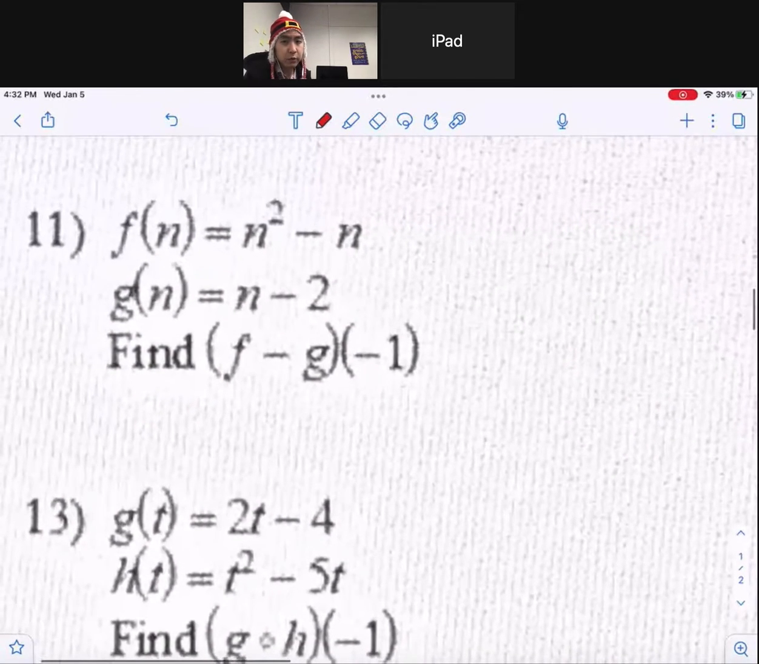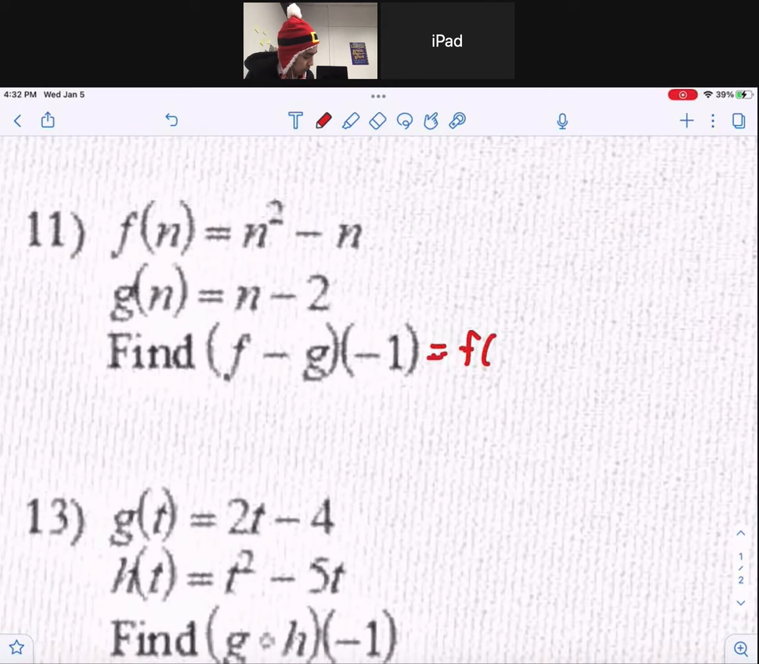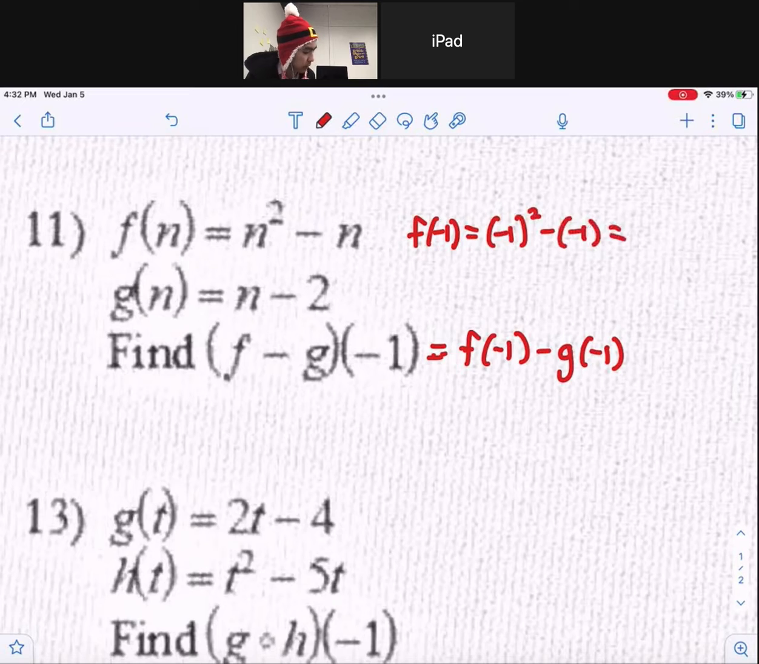Let's try number 11, right? So this is f of negative 1 minus g of negative 1. So what does this mean? We have to plug in negative 1 into f and negative 1 into g. If you plug in negative 1 into here, you're going to get negative 1 squared minus negative 1. Negative 1 to the second is 1. Negative of negative 1, that's positive 1. So that's 2. So f of negative 1 is 2.